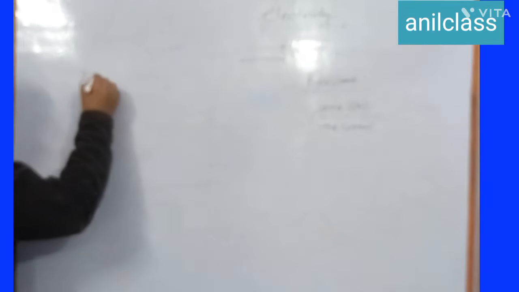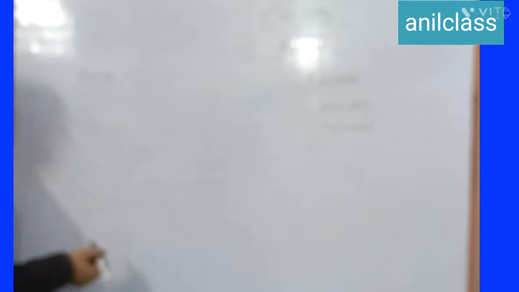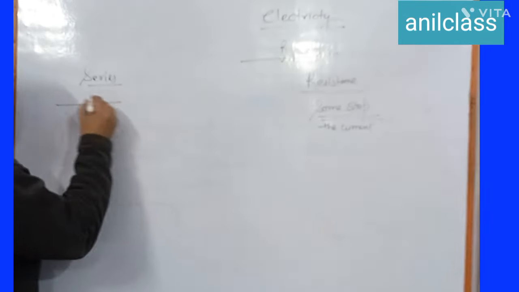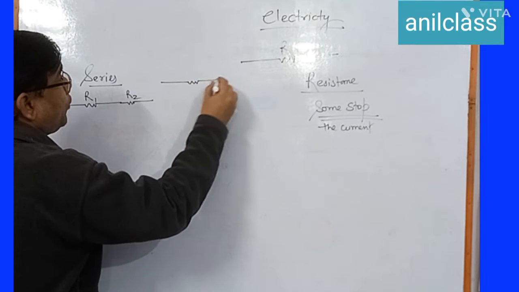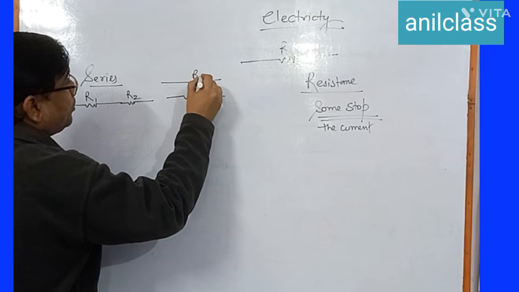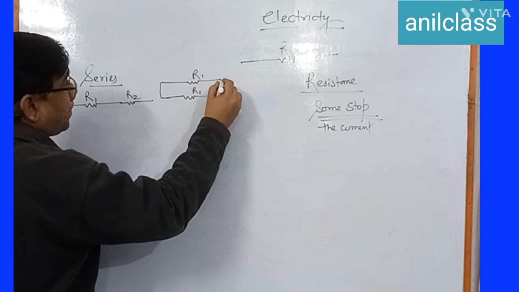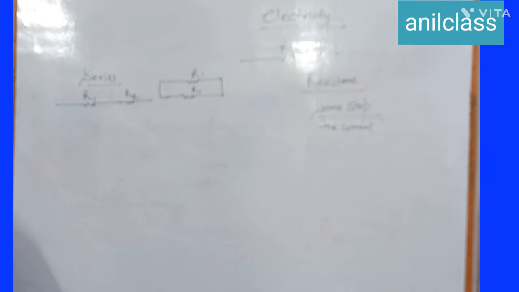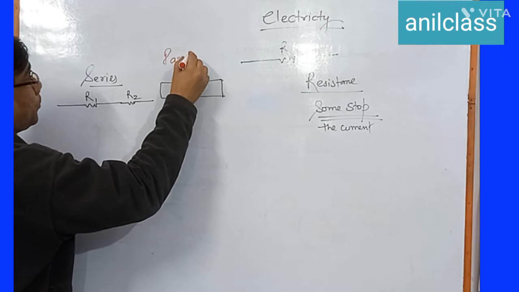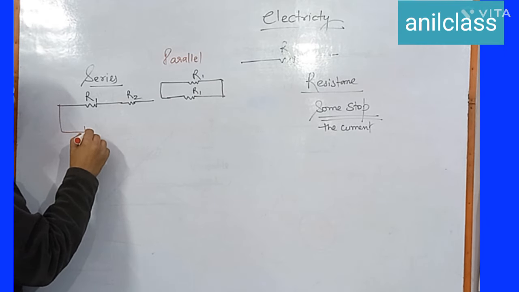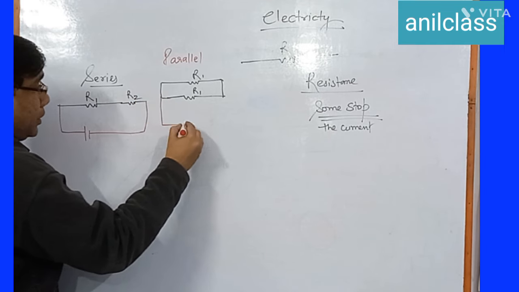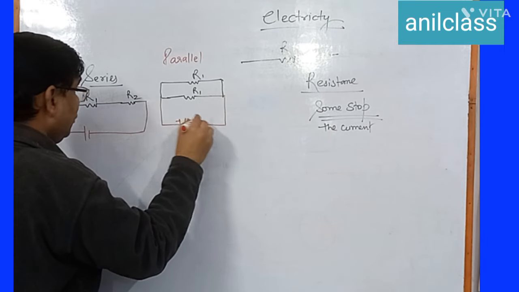Now series, where two resistances R1 and R2 are connected. This is R1 and this is R2, connected in series. And when these are in a parallel view, this is called parallel. Now we connect this to a battery, so now the current flows with a battery signal.